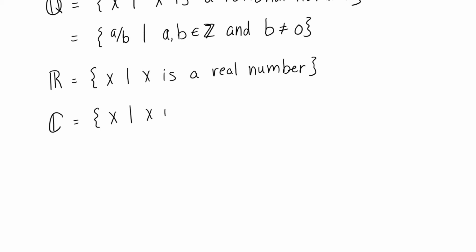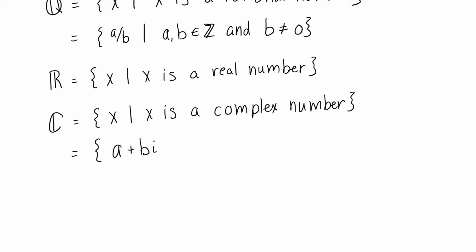It is the set of all x such that x is a complex number. So if you're not familiar with complex numbers, those are numbers that contain the imaginary number i, potentially. The set of complex numbers will include the real numbers, but it'll also include i or i times real numbers. The most precise way to express this is to say that C is the set of all a plus bi, such that a and b are real numbers.